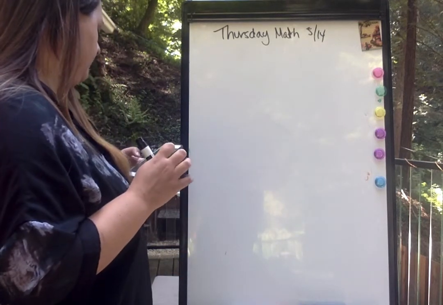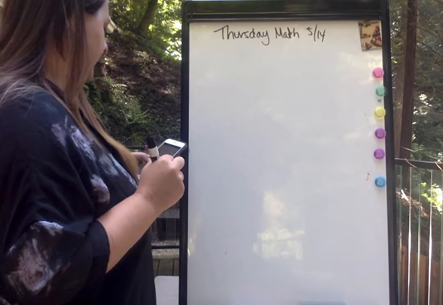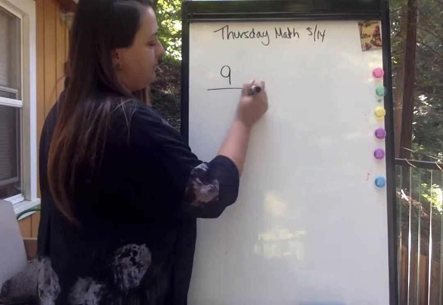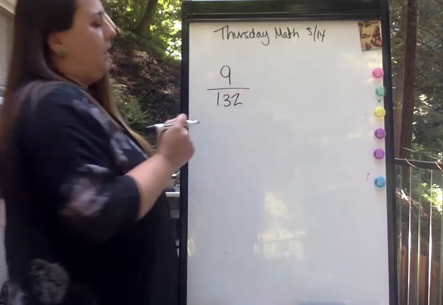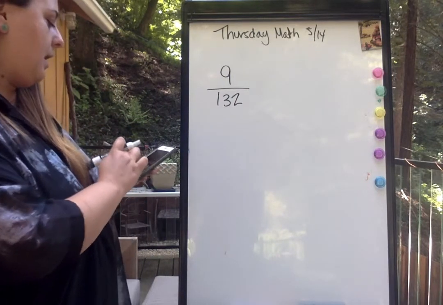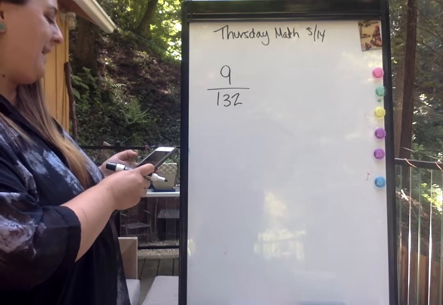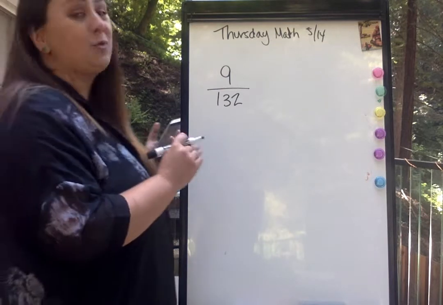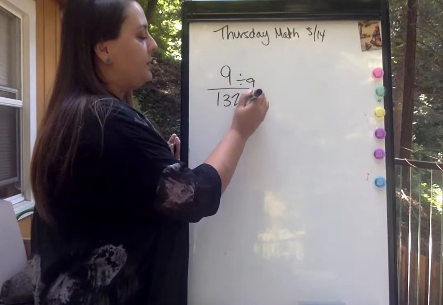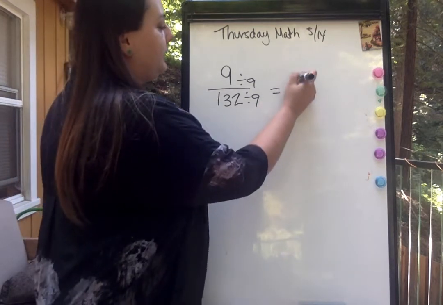Okay, so we've got 9 and 132, and we want to simplify this. Now, I'm thinking it's either going to be a 3 or a 9. And so I'm going to try the 9 because the bigger the number is that I divide into here, the closer I'm going to get to the answer without having to reduce it a whole lot. So 9 divided by 9 is easy, it's 1.